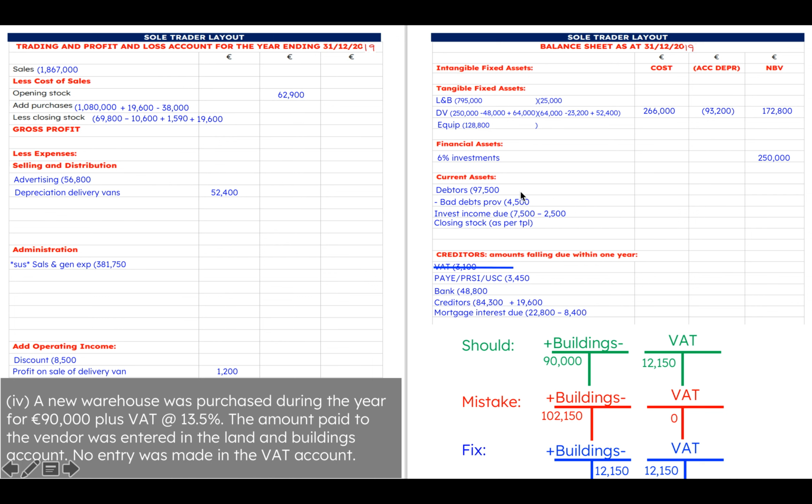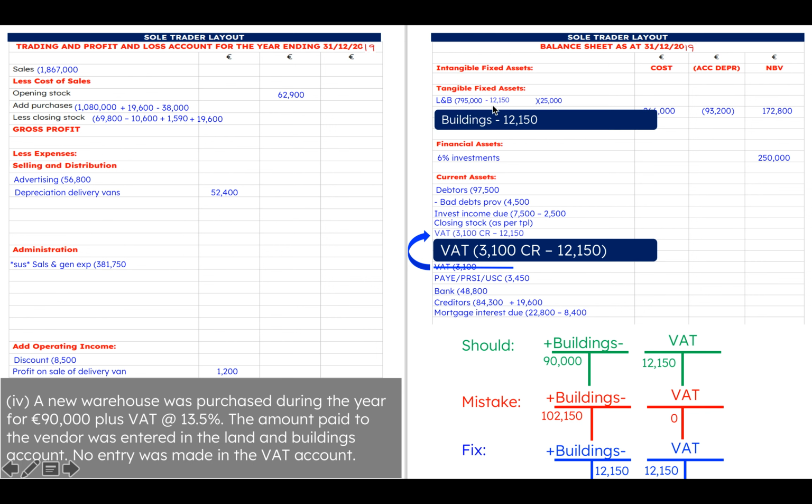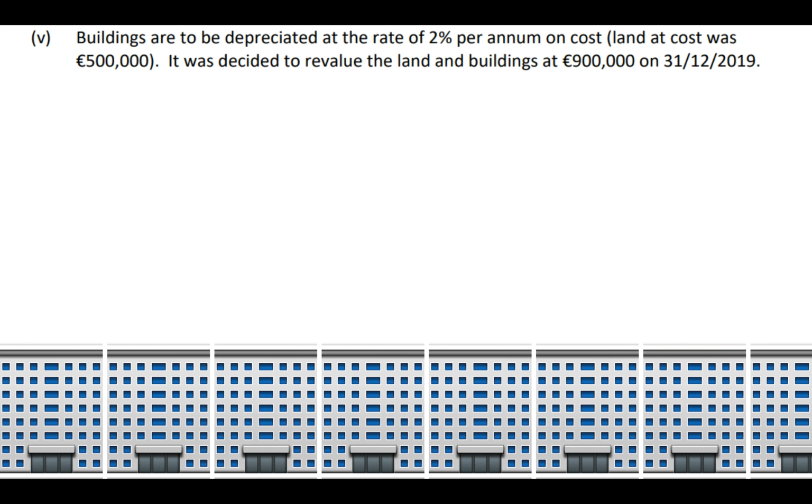So looking at the VAT first, our VAT, this 3,100 from the trial balance, is on the credit side. So if we have 12,150 on the debit side, that's going to completely turn that liability VAT into an asset. So our VAT, 3,100 on the credit side, minus 12,150, there we go, that is the VAT there. And then land and buildings will be reduced by 12,150 euro. And that's that adjustment done.